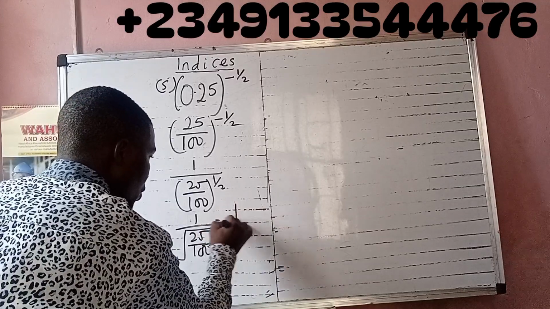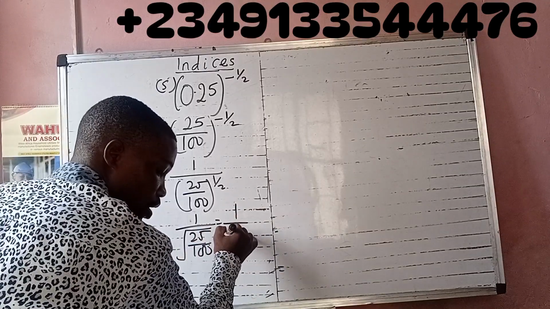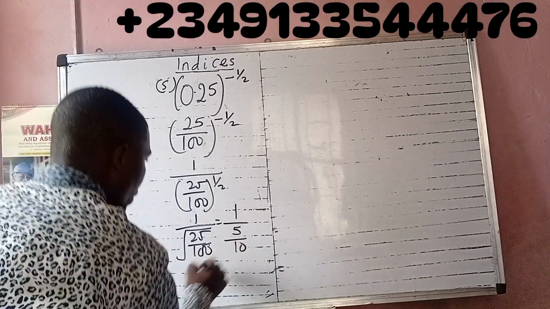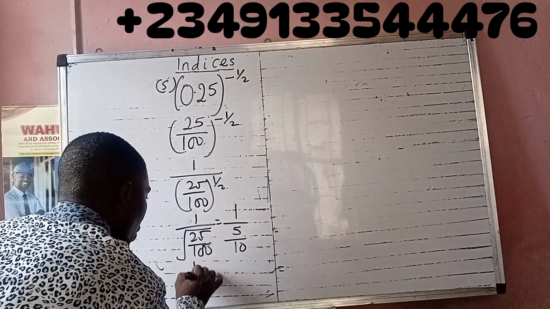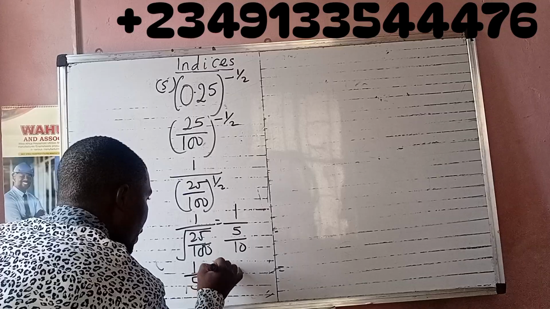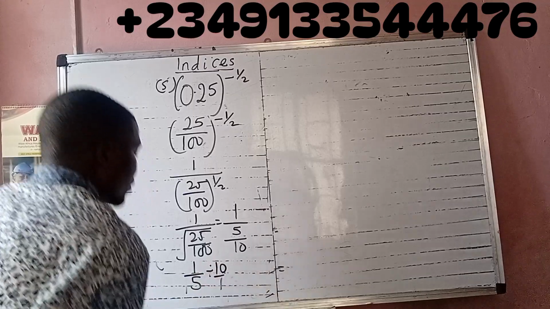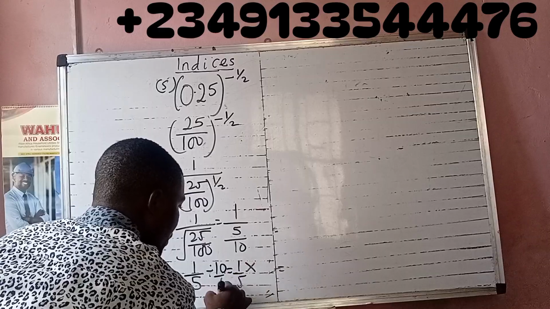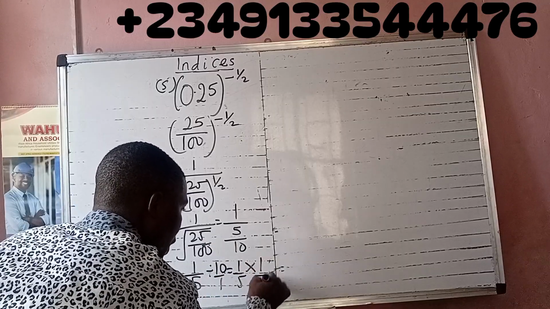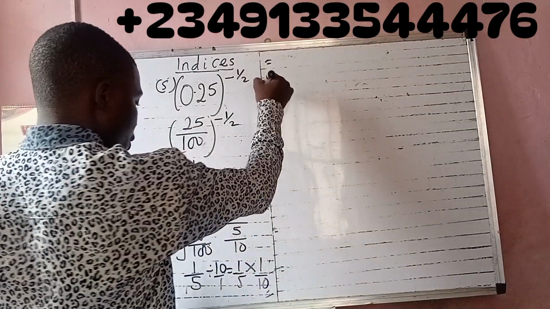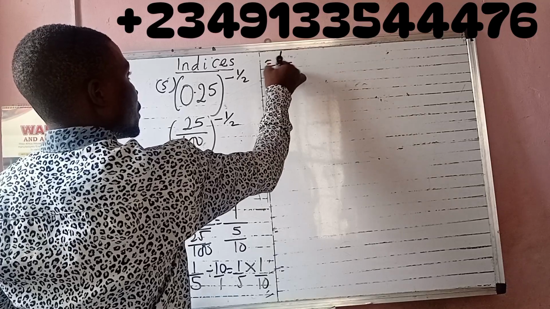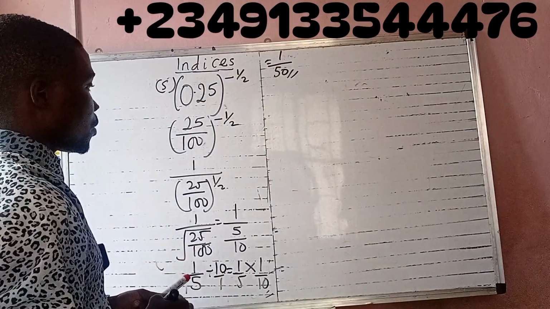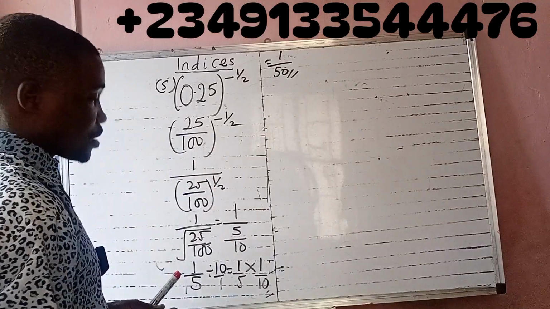So we're having 1 over square root will give you what? Here will give you 5. Here will give you what? 10. So here we are saying that 1 over 5 divided by what? 10 by 10. So we can change it to 1 over 5 times reciprocal 1 over 10. So we'll be having 1 over 50 as our answer. Very simple and straightforward. So this is my fifth question under indices.